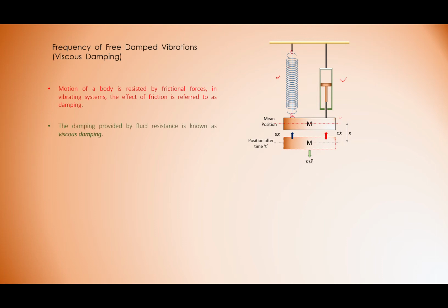Now the damping is provided by fluid resistance. Usually when you refer to the piston and cylinder device for the damper or the shock absorber, the damping is provided by the fluid that is in the cylinder. It's just like, for example, a door closer, where inside the cylinder you have something we call hydraulic fluid.